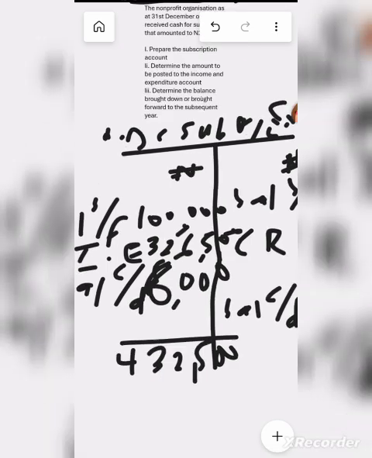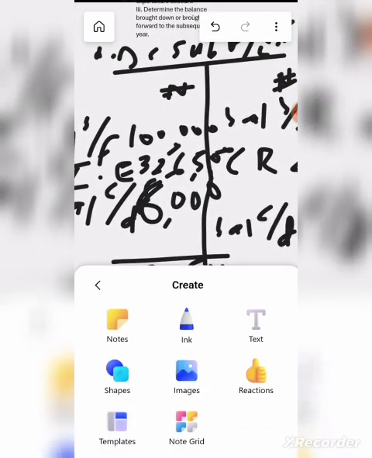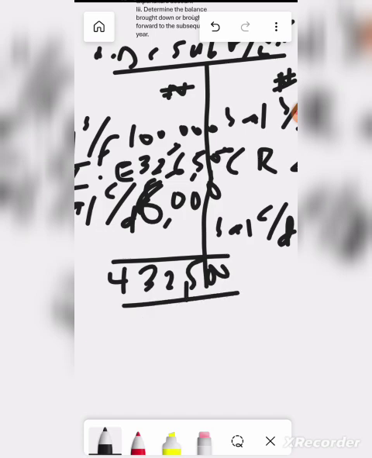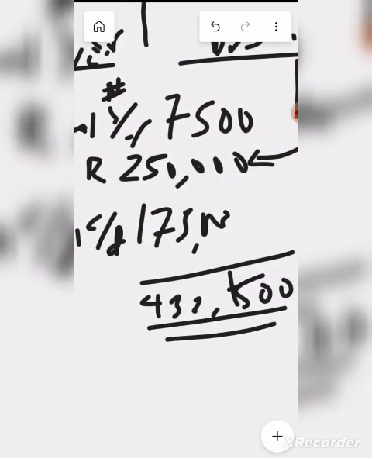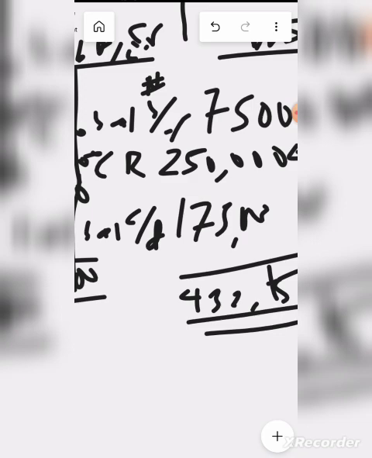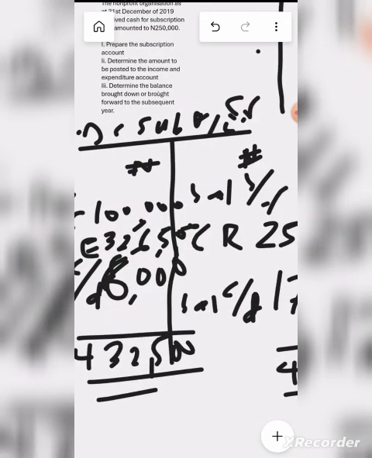So at the end of the day, we are able to balance up. So we have 326,500 that will be going to the income and expenditure account. So let us move on. So we're going to balance that. So let's write the total value. That's 432,500.